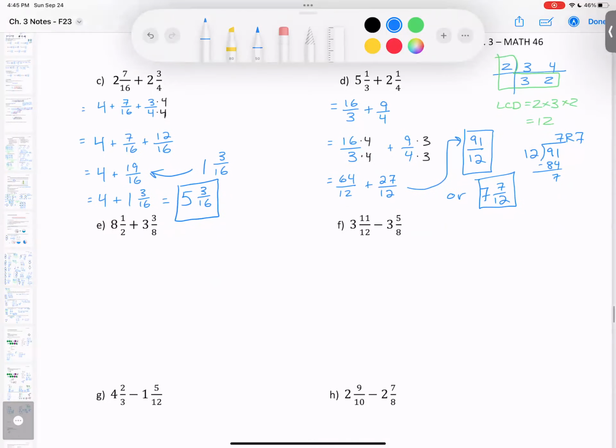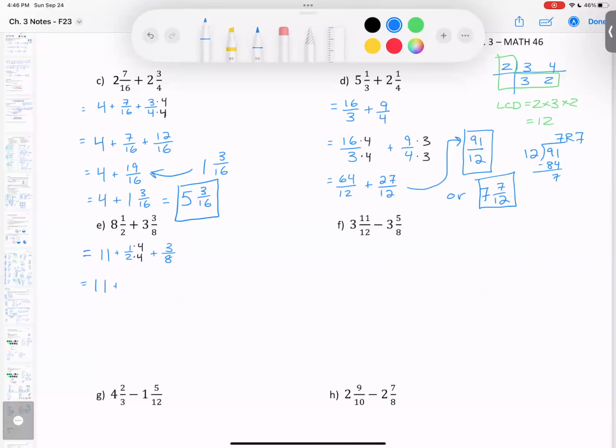Okay, next one, let's try method 1. Just because I don't like it as much doesn't mean you might not. So we're going to add up our whole numbers to get 11. And then we're going to have another 1/2 plus 3/8. 8 is a multiple of 2, which means we want both of our denominators to be over 8. It's our common denominator. So I know I can multiply the top and bottom by 4 there to get to 8.